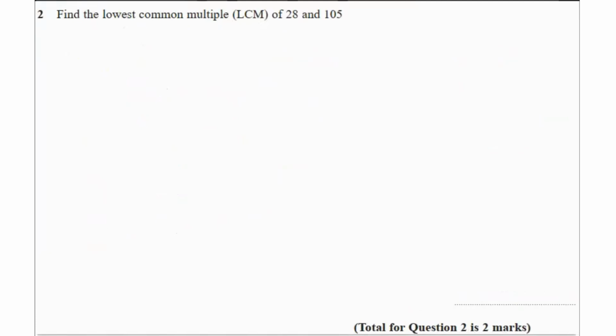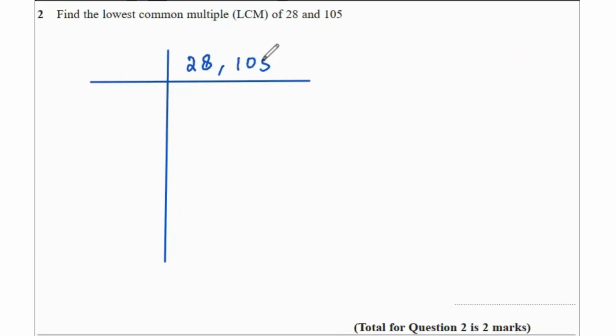Then for the next question, they're asking us to find the lowest common multiple of 28 and 105. So for this, we're going to make a chart, and using this chart, we figure out what the lowest common multiple of 28 and 105 is. To find the LCM using this chart, you pick a number which divides both the given numbers. So let's see if we can find a common number. So we have 28 and we have 105.